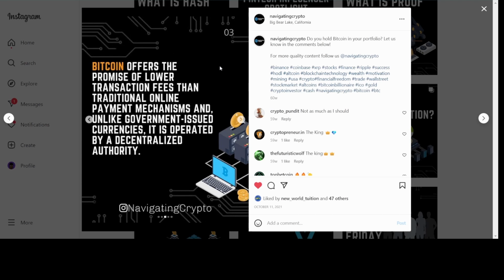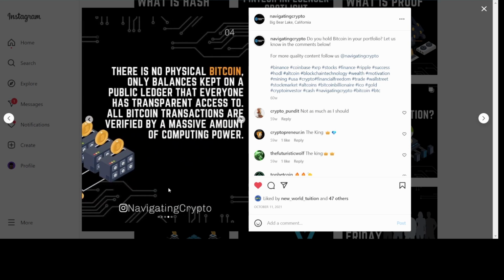So Bitcoin offered a promise of lower transaction fees than traditional online payment mechanisms, unlike government issued currencies, and also operated in a decentralized authority. So the fact that it was created in 2009, right after the 2008 financial crisis, the fact that it was a decentralized network that can't be controlled by any central authority, it was really seen as an appealing payment mechanism that people can actually trust.